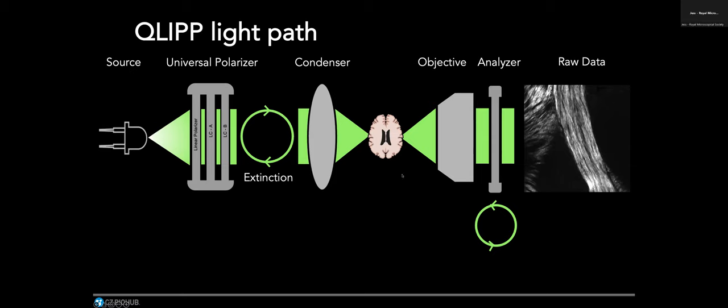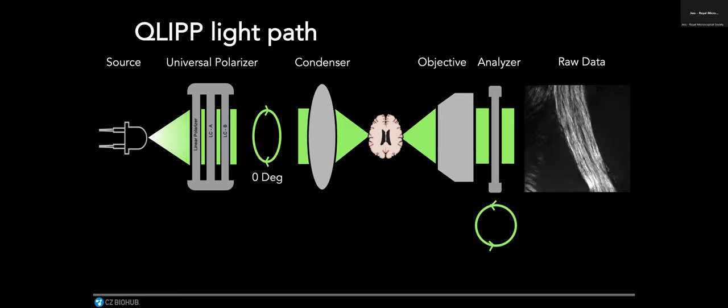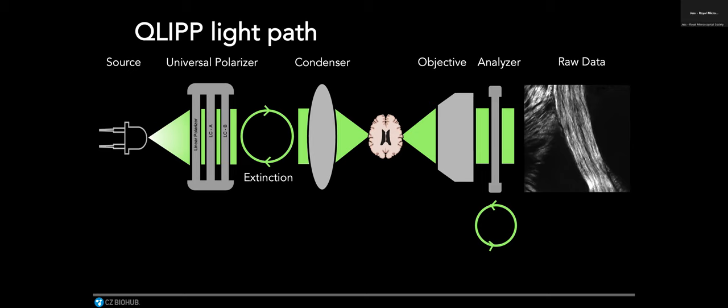The first state we use is an extinction state. We use circularly polarized light. If the analyzer is left circularly polarized, then we illuminate the sample with the right circularly polarized state. And in that image, you see all the anisotropic structures, independent of their orientation. Now, this is not enough information to measure the anisotropy quantitatively.